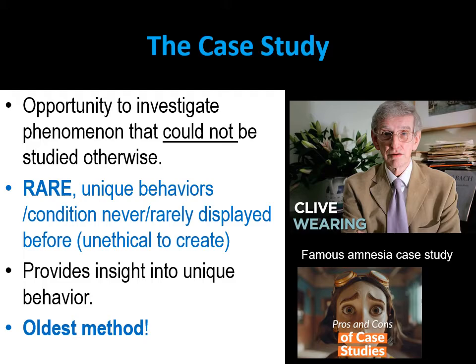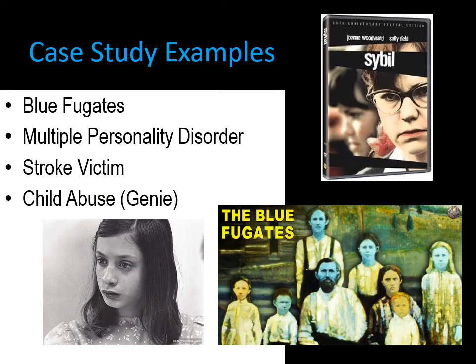We're going to look at Phineas Gage when we get to the brain chapter. That's a very famous case study. The Blue Fugates are a family that are actually blue. They are in Troublesome Creek, Kentucky, and they have a rare genetic mutation that makes their skin appear blue. And you can study all about them and read all about them. But that would be an interesting case study.